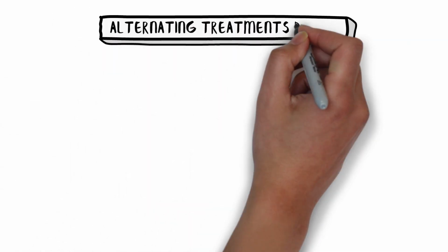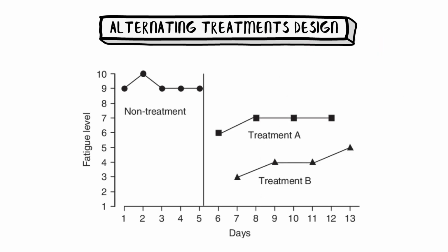Alternating treatments design involves comparing the effects of two or more treatments by alternating their application across different sessions or conditions. The aim is to determine which treatment produces the desired behavior change more effectively.